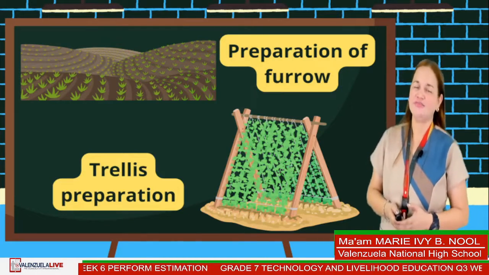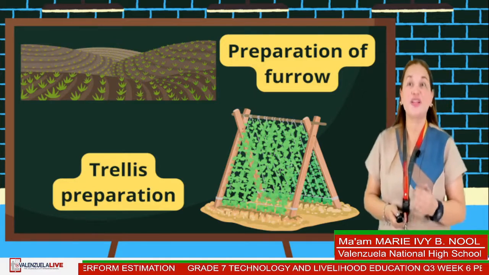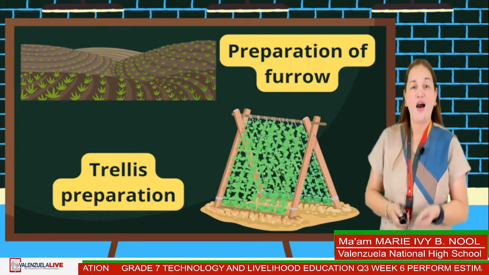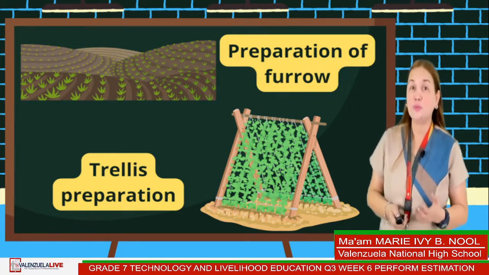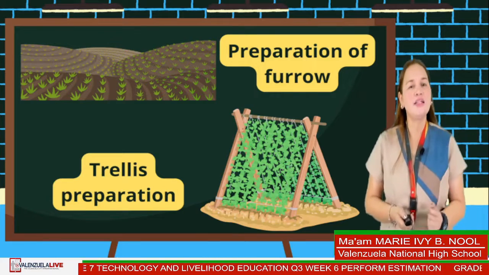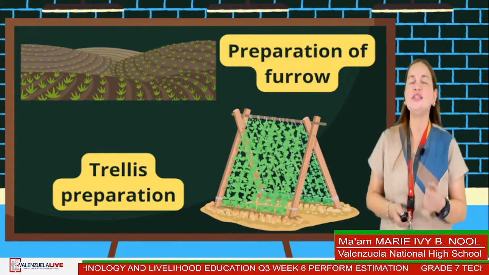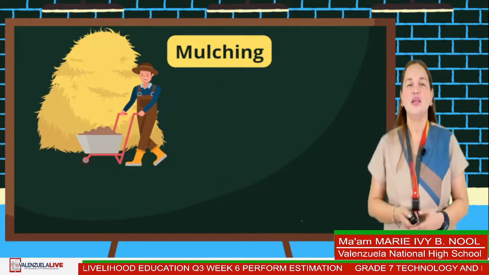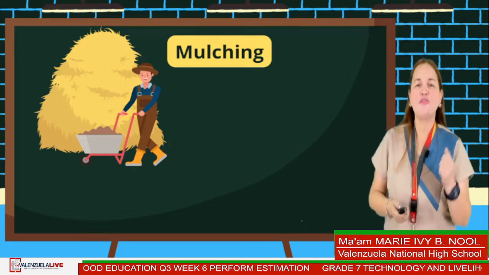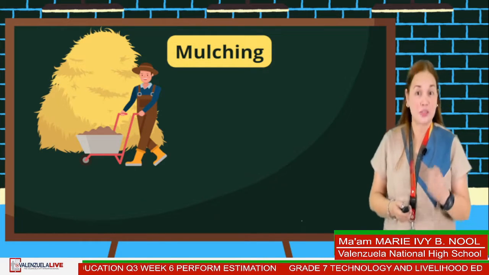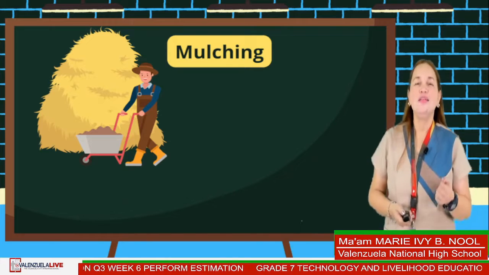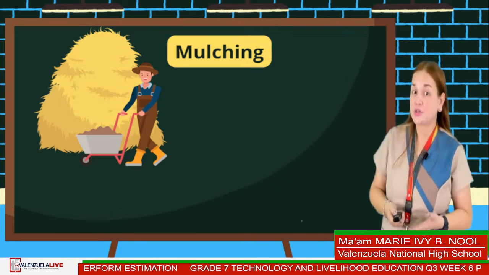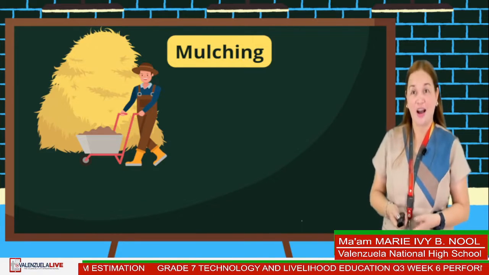Trellis preparation. A trellis is an architectural structure, usually made from an open framework or lattice, of interwoven or intersecting wood, bamboo, or metal that is normally made to support and display climbing plants, especially shrubs. Mulching. It is the act of covering the soil with mulches such as bark, wood chips, leaves, and other organic material in order to preserve moisture and improve the condition of the soil.